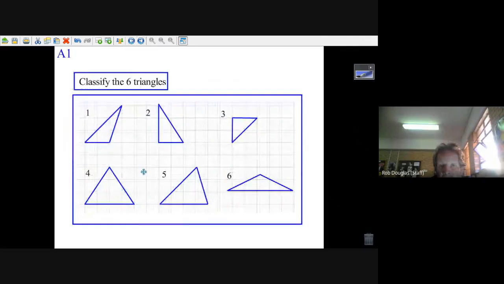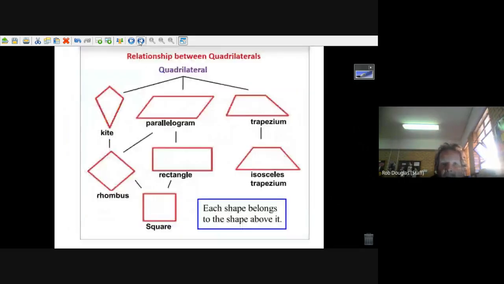Okay, the first questions you have to classify. You have to use two words to classify each one of these triangles. That'll be your first exercise.